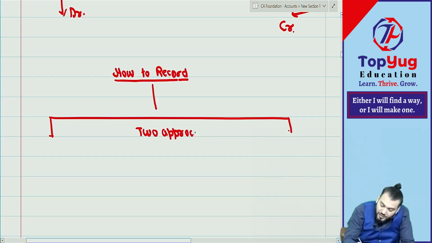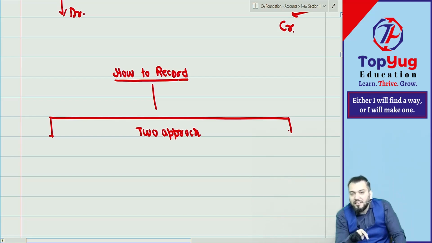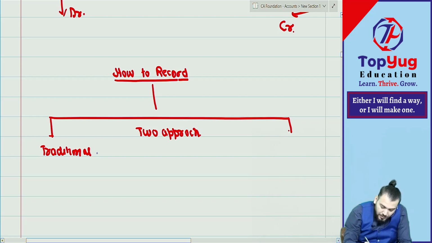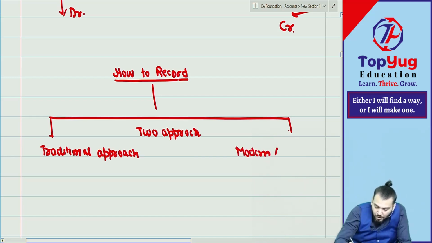Whatever I am teaching now, if you have understood this, then you will be at a comfort stage at any level of CA, whether it is foundation, inter or final. So two approaches for recording. First is known as the traditional approach, and second is known as the modern approach.